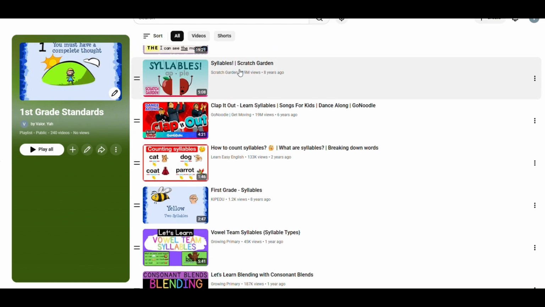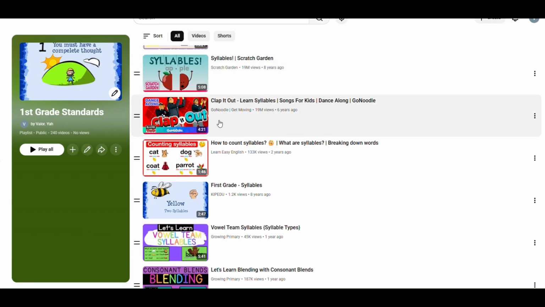Next would be the syllables. Apple, apple, apple. Scratch Garden, that's what they do. It definitely brings a point home for the syllables. But again, as we all know, for the syllables you're usually clapping it, so that's a good activity for them.